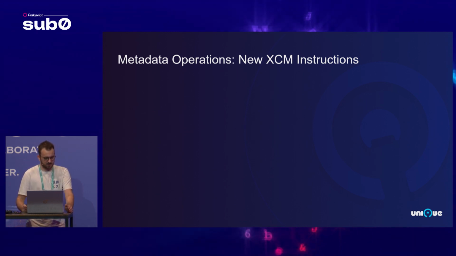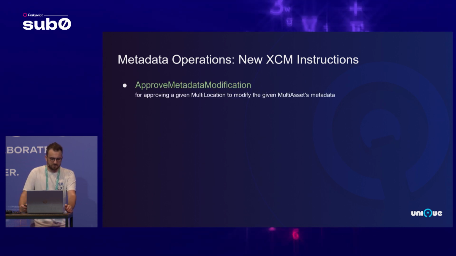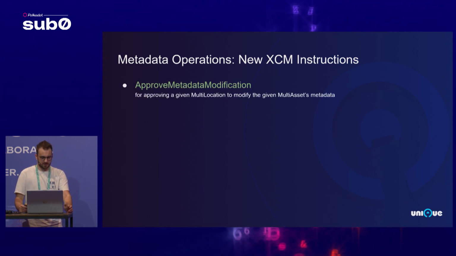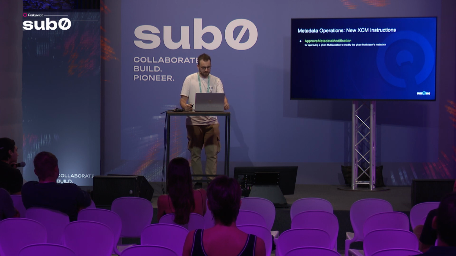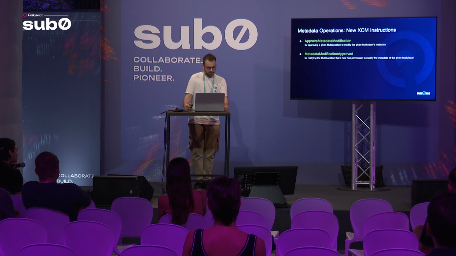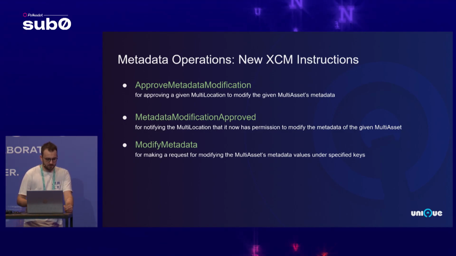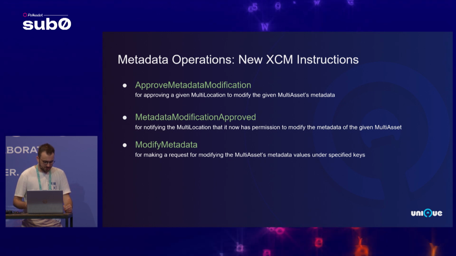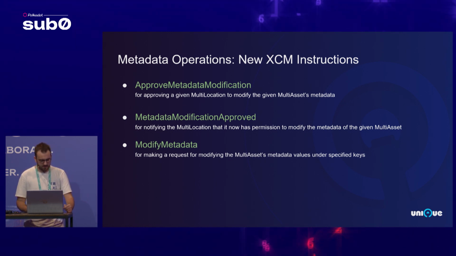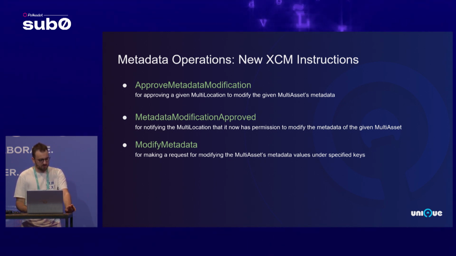So the first instruction is approve metadata modification, an instruction for approving a given multi-location to modify the given multi-asset's metadata. The second one is metadata modification approved, an instruction for notifying the multi-location that it now has permission to modify the metadata of the given multi-asset. And the third one is modify metadata, an instruction for making a request for modifying the multi-asset's metadata values under specified keys. Let's see how the new instructions can be used.